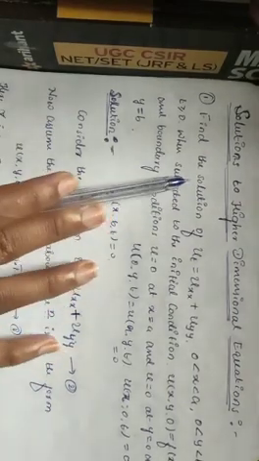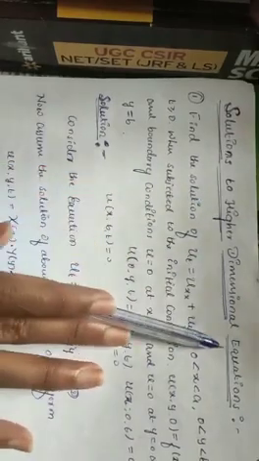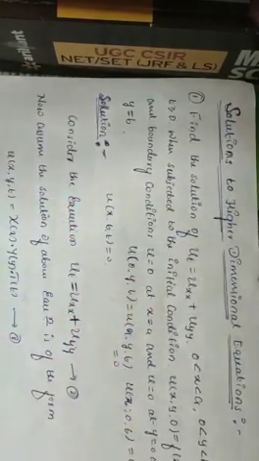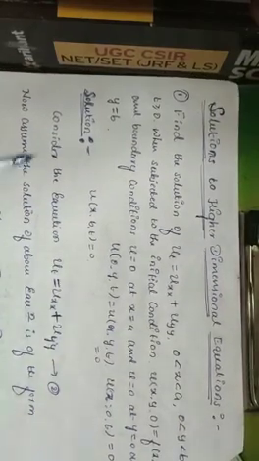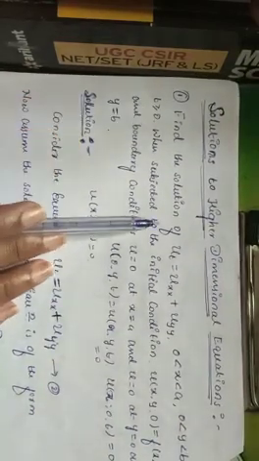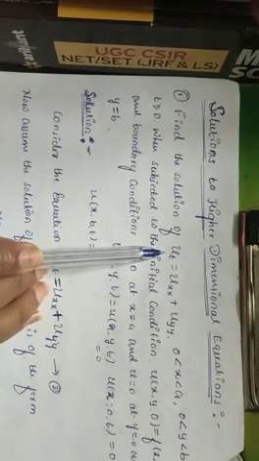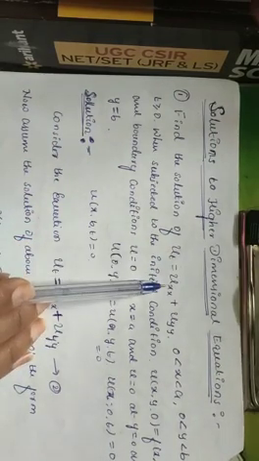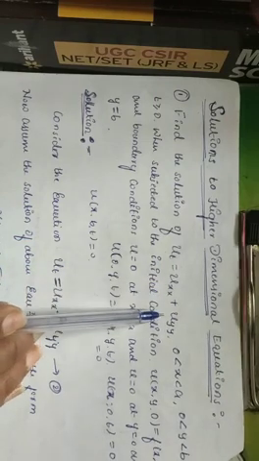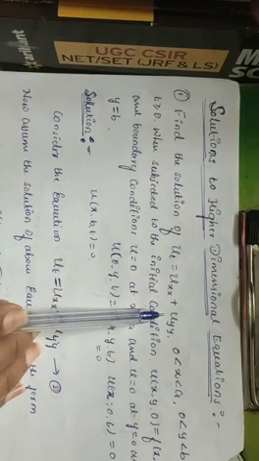Okay, ಇಲ್ಲಿ ನೋಡಿ, solutions to higher dimensional equations means, as the name itself indicates, that here we are going to solve the 2-dimensional heat equation. Okay, so now observe here, find the solution of the heat equation. So derivative of u with respect to t equals second order derivative of u with respect to x plus second order derivative of u with respect to y.